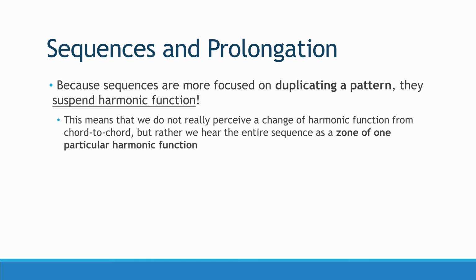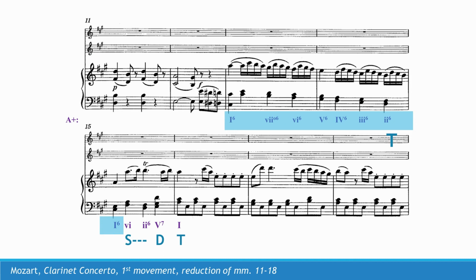This means that we don't really perceive a change of harmonic function from chord to chord, but rather we hear the entire sequence as a zone of one particular harmonic function. Let's take a look at an example and you'll see what I mean. So in our Mozart example that we just looked at, what's going to happen here is that because our sequence starts with the one chord and it ends with the one chord, that's essentially a gigantic sandwich. And so we're going to hear that whole region as having tonic function.